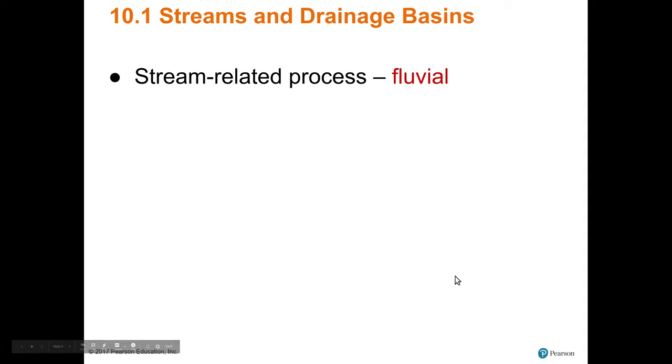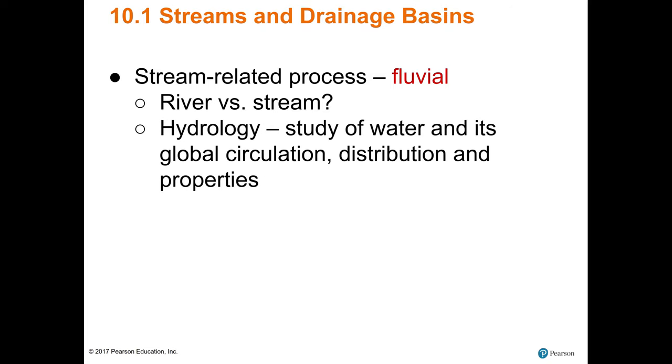So some vocabulary terms. Fluvial is the word that we use that refers to stream-related processes. Fluvial geomorphology, for example, would be the geomorphology of stream-shaped landscapes. There's no definition of the difference between a river and a stream. You can use those words interchangeably. Same thing with creek. Hydrology is the study of water, circulation, distribution, and properties.